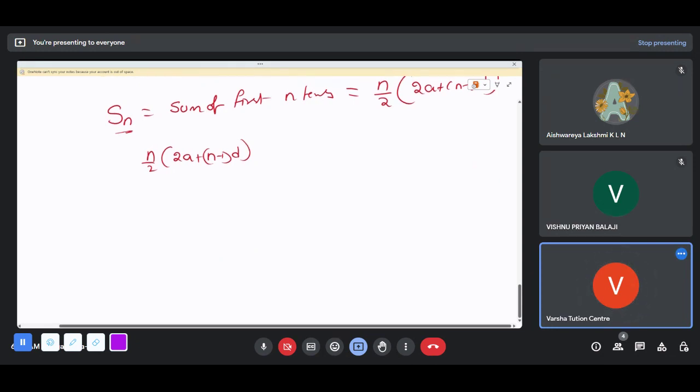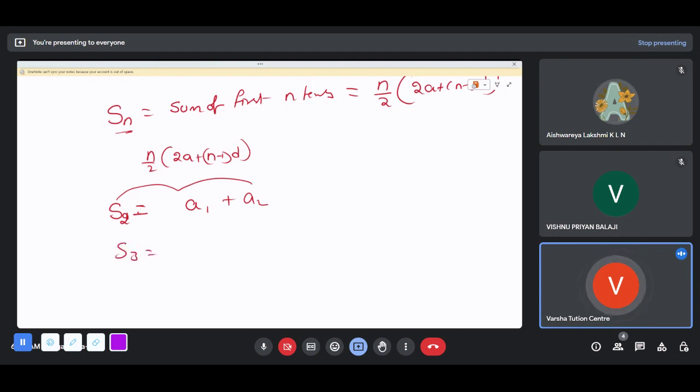Understood? Suppose I say S2. S2 means what? The first two terms. You know what the first term is, correct? And you know the second term, that is 8. The meaning of this is this only, right? Yes. What do you mean by S3 then? A1 plus A2 plus A3.